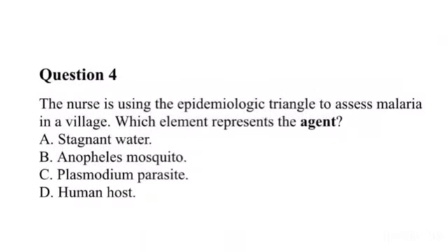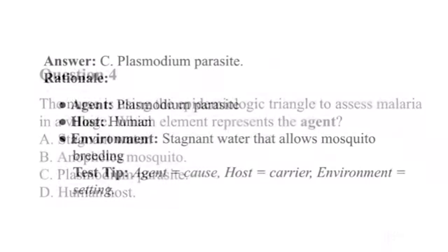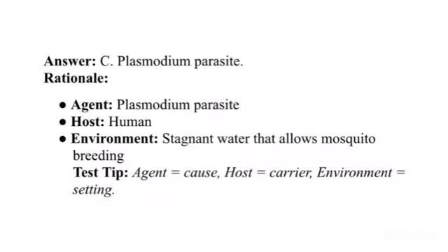Question 4. The nurse is using the epidemiologic triangle to assess malaria in a village. Which element represents the agent? A. Stagnant water. B. Anopheles mosquito. C. Plasmodium parasite. D. Human host. Answer: C. Plasmodium parasite. Rationale: agent: Plasmodium parasite. Host: human. Environment: stagnant water that allows mosquito breeding. Test tip: agent equals cause, host equals carrier, environment equals setting.